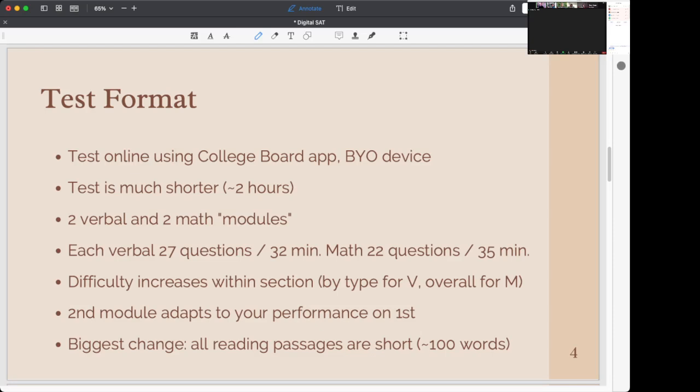So way easier to get through, a lot more palatable to sell to students, right? It's like, hey, it's only a 2-hour test. I mean, come on, might as well take it. It's not like this 4-hour paper affair that we were used to in the past.